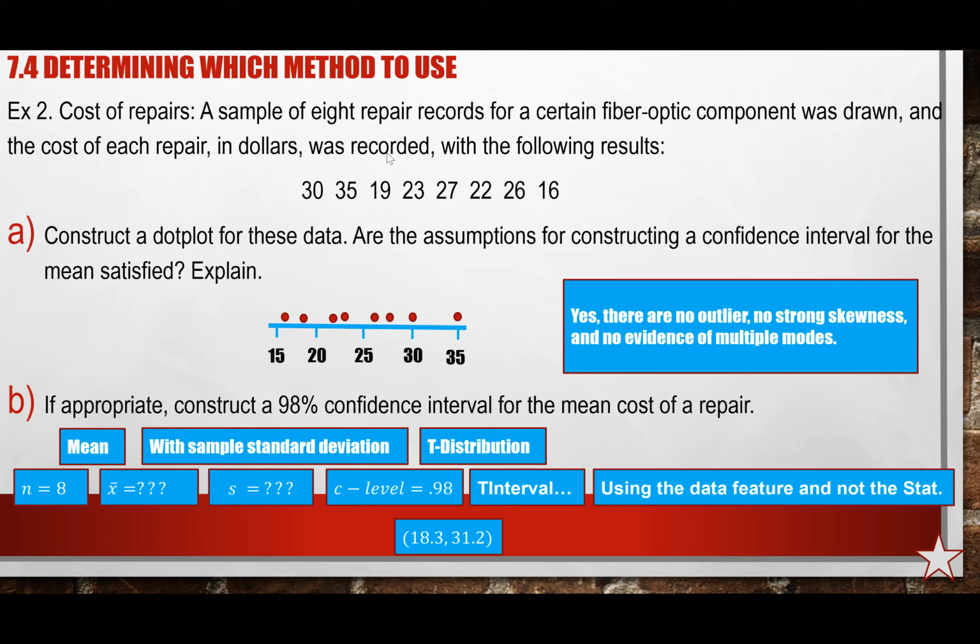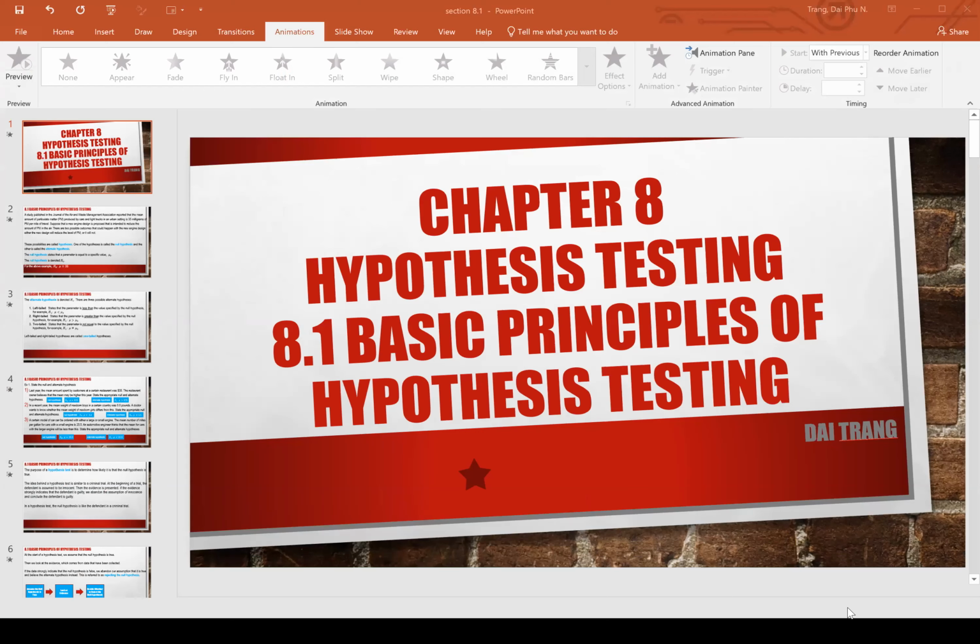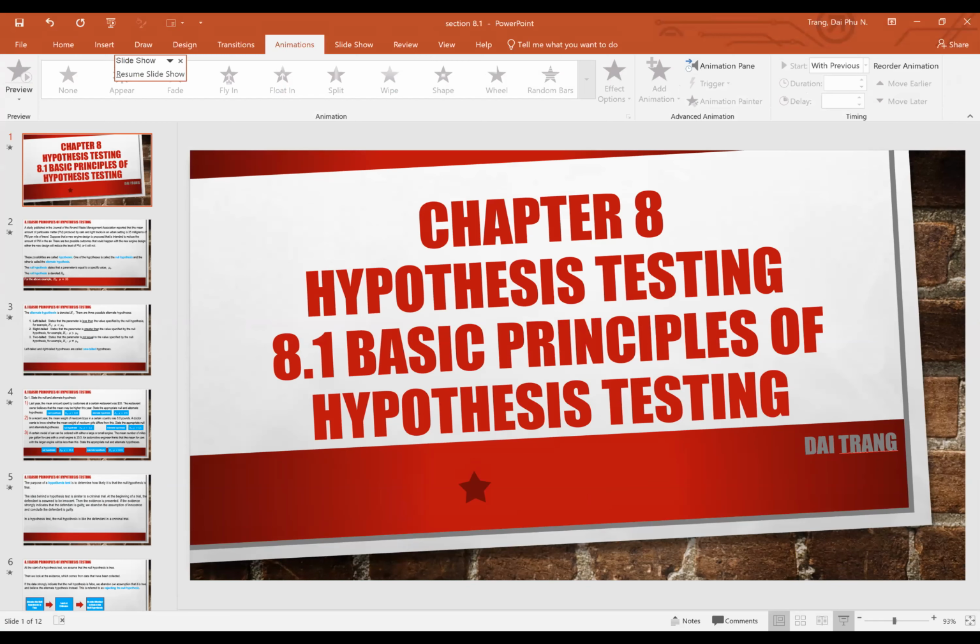7.4, like I mentioned, is nothing new. It just merges everything together and asks you, can you decipher your information to determine if it's a Z interval, or a T interval, or a one proportional Z interval, okay? So if you don't have that question in chapter 7, let's take a look at chapter 8.